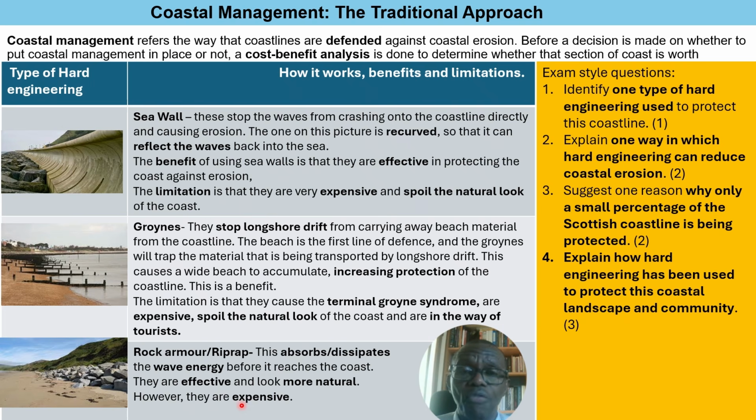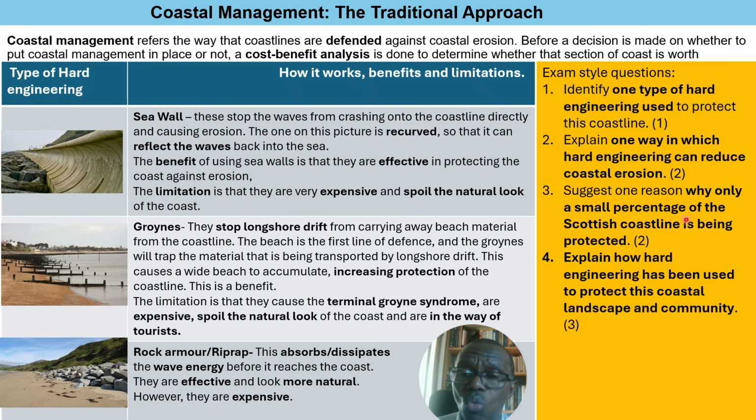Okay, so what kind of exam questions are being asked about hard engineering methods? So we have the first one here: identify one type of hard engineering used to protect this coastline. So you may have a picture which you can choose from, which you would use to identify what particular type of hard engineering is being shown. Then number two, explain one way in which hard engineering can reduce coastal erosion. What you need to do is just pick one of these and talk about how it reduces coastal erosion.